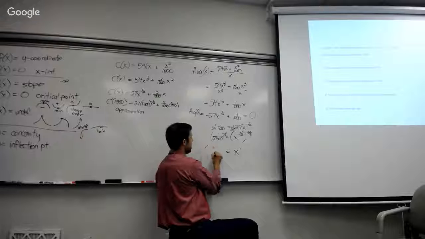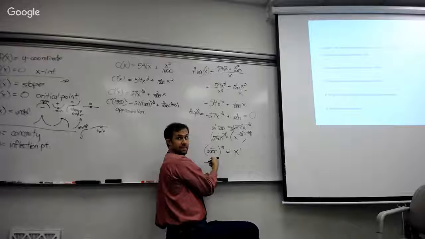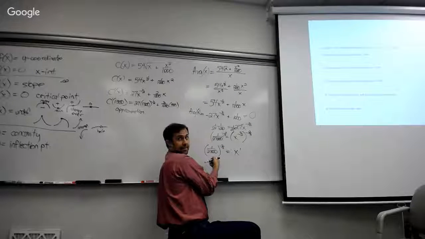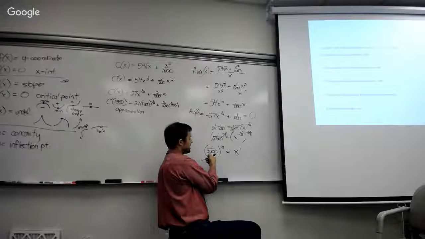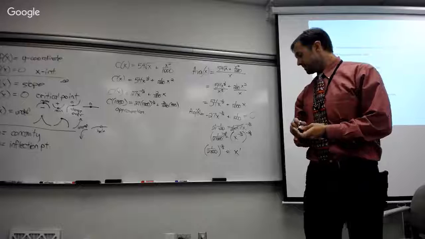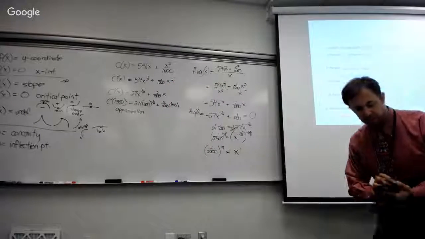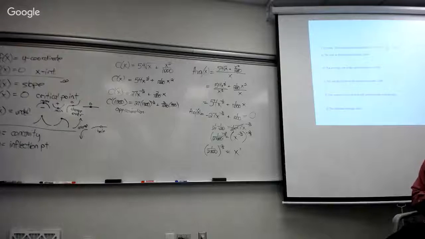Over here, I now have to compute 1 over 27,000 to the power of negative 2/3. How can you do that? On your calculator, you can just type in 1 over 27,000 to the power of negative 2/3. Everybody on your own calculator, go ahead and try that. Let's make sure you know how to type that in.